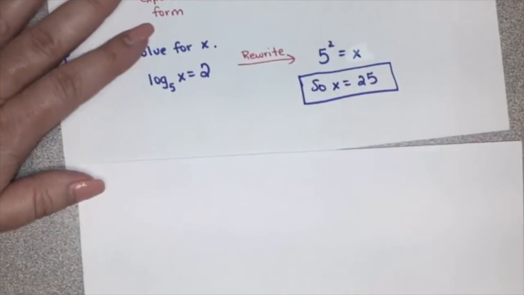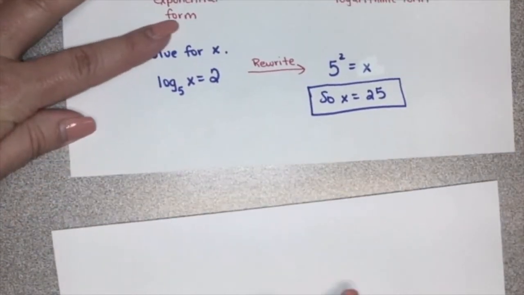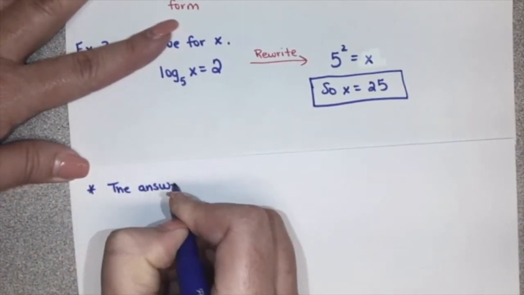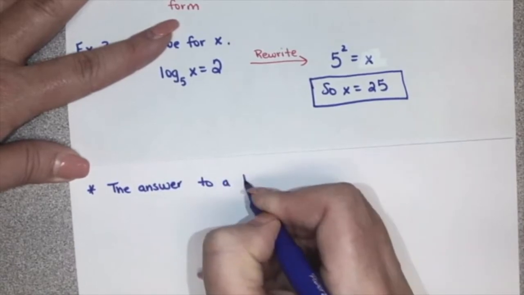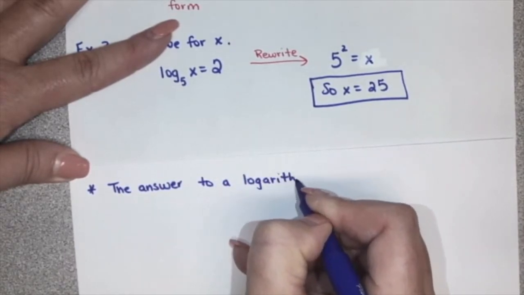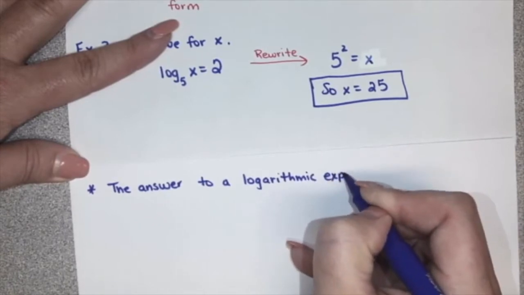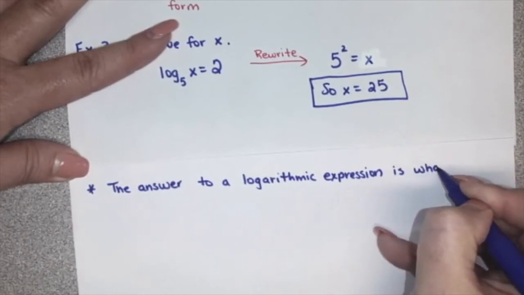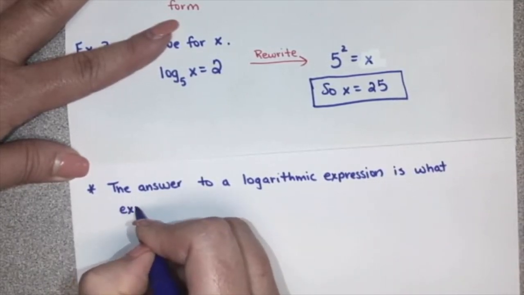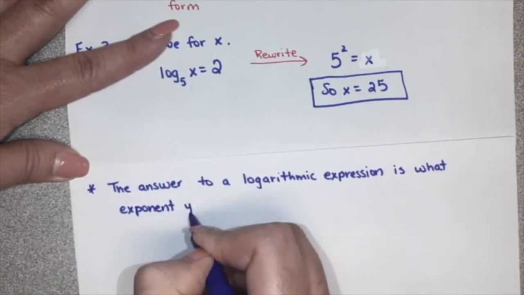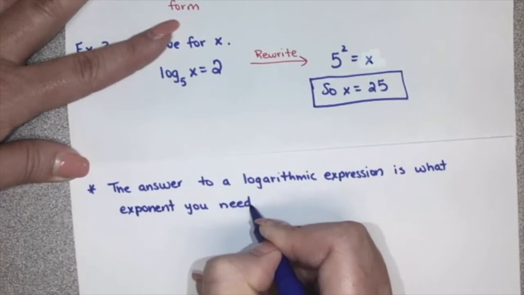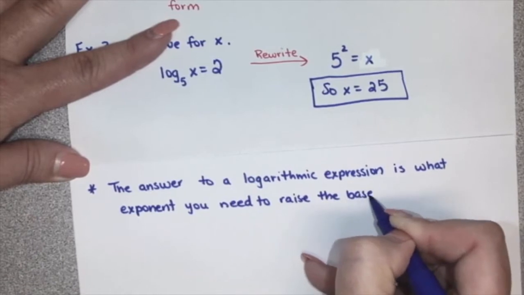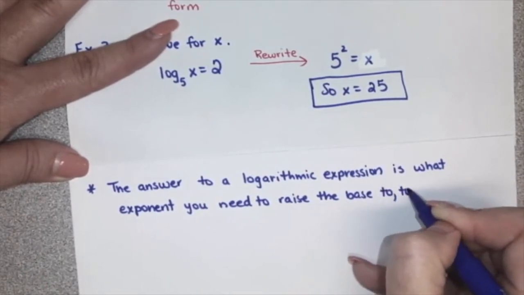So we're going to take a break and look at some rules, but here is something that I probably will have you write down more than once. The answer to a logarithmic expression, or a logarithm problem, if you want to say it like that, is basically what exponent you need to raise the base to get the other number.